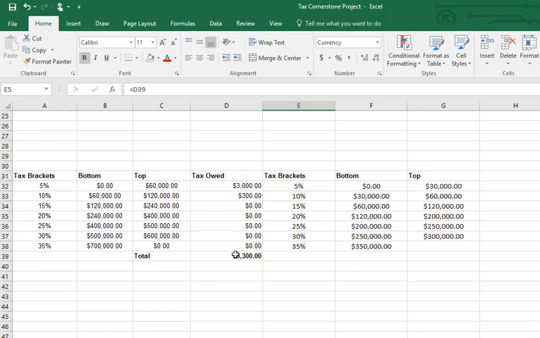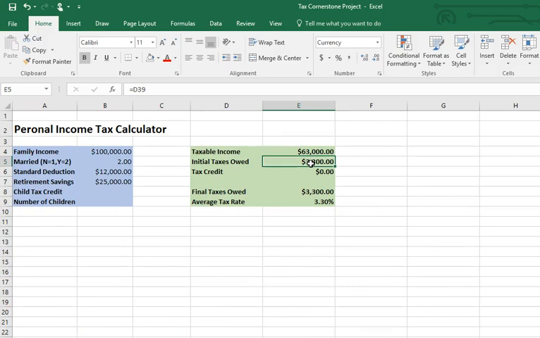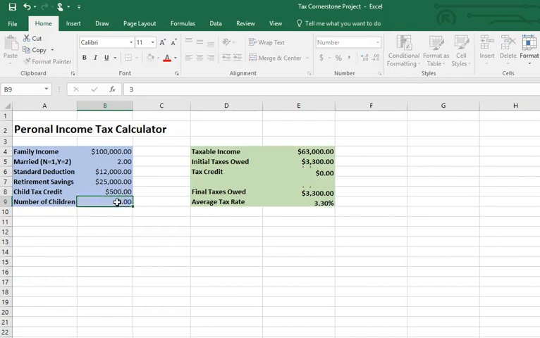And then it took that answer, $3,300, and it put it right up here. This was your initial taxes owed, which I set equal to cell D39. That was the cell down at the bottom that calculated this. Okay, then your final taxes owed, you have to subtract away your tax credit. Well, what's your tax credit? Well, you got to put in the child tax credit. Let's just pick a number. Let's say the child tax credit is $500, and let's say that you have 3 children. So the tax credit that you receive from that is going to be 500 times 3.